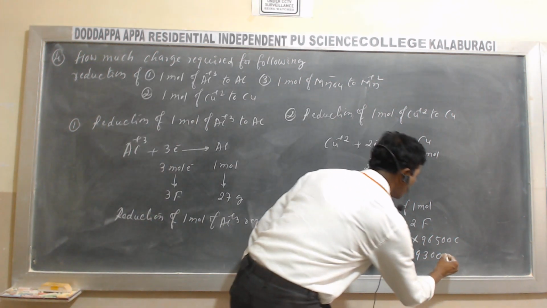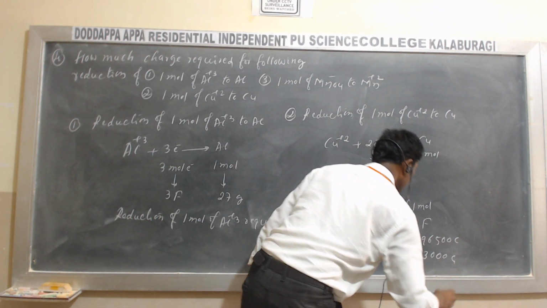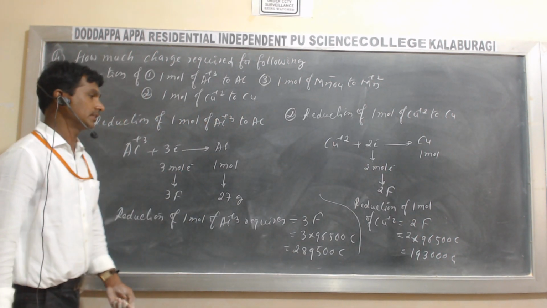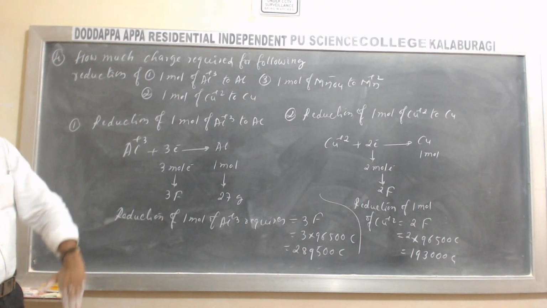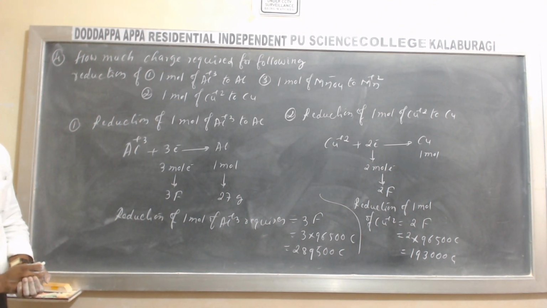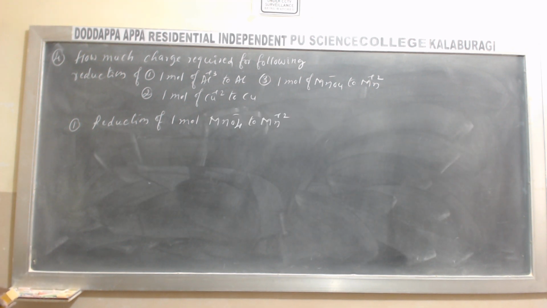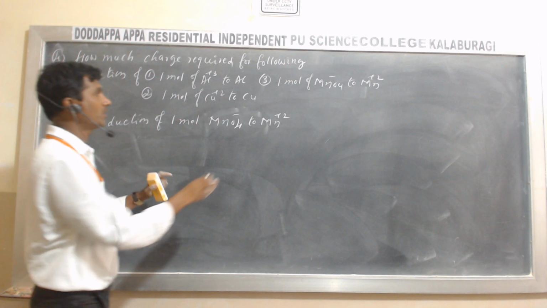19300 coulomb. So this is called what? This is nothing but the reduction of 1 mole of copper plus 2. Charge is required for the following reduction. First is over, second is over, now is the third.